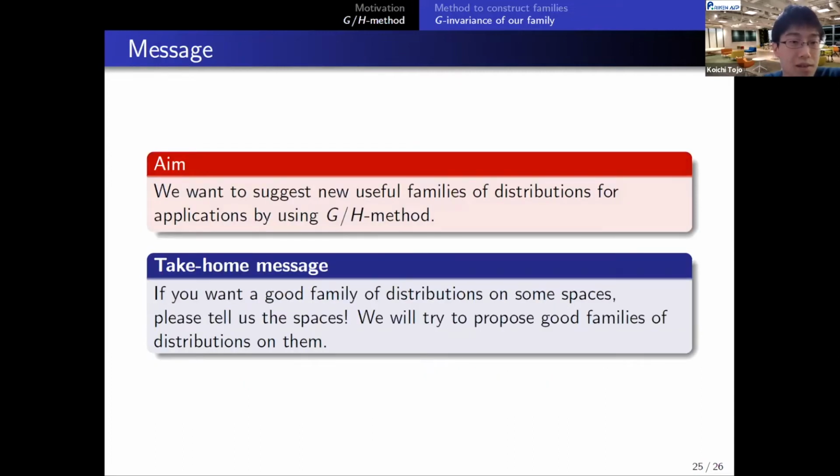Finally, we leave a take-home message. One of our aims is to suggest new useful families of distributions for applications by using the G-Modage method. So if you want a good family of distributions on some spaces, please tell us the spaces. We will try to propose good families of distributions on them.